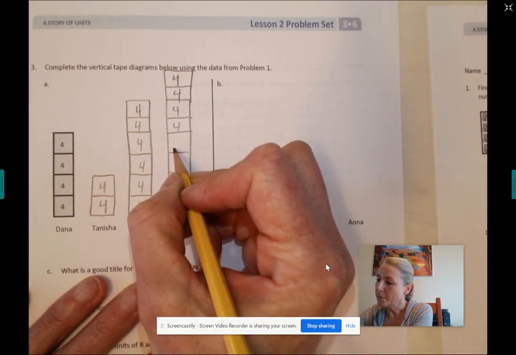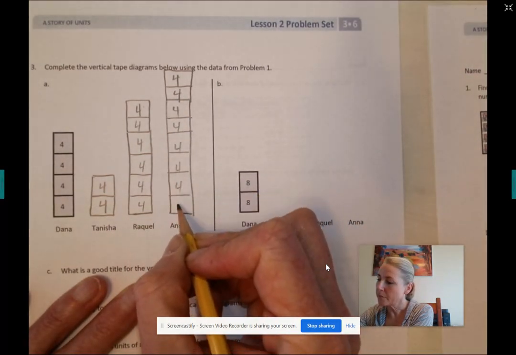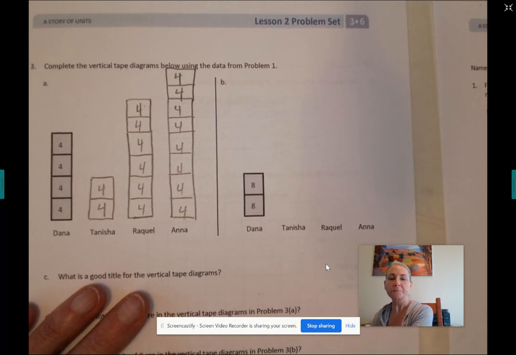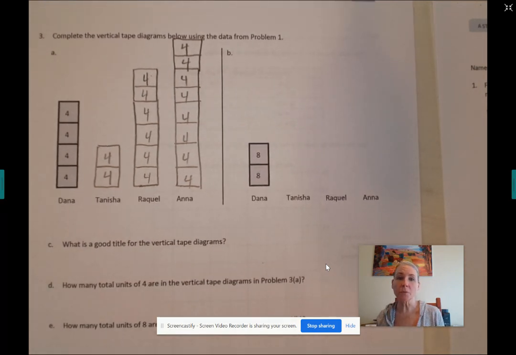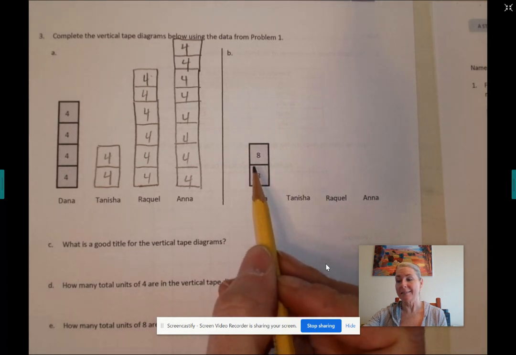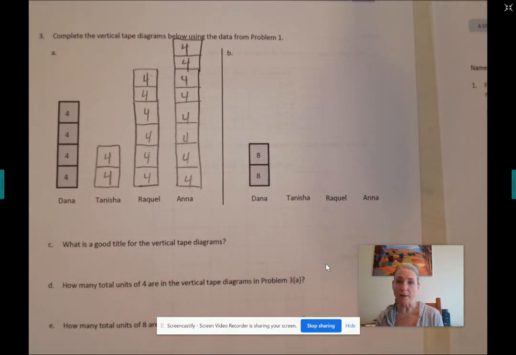And there we go. Got a nice, pretty vertical tape diagram graph. Now, if we look at B, what do you notice about B? B has a different something in it. B has 8s inside each box, right? Which basically means that each box is worth 8 and not 4.